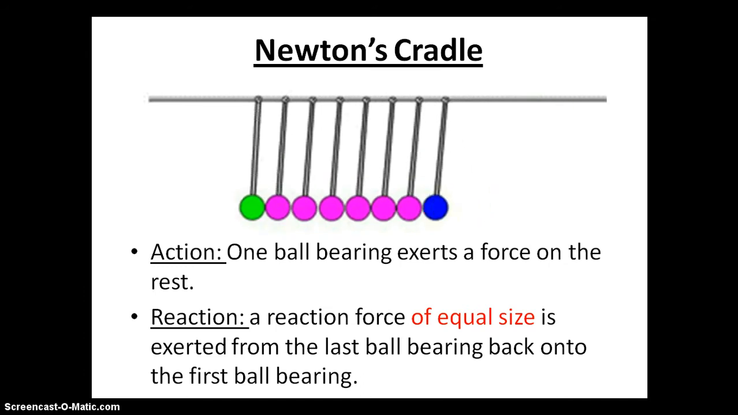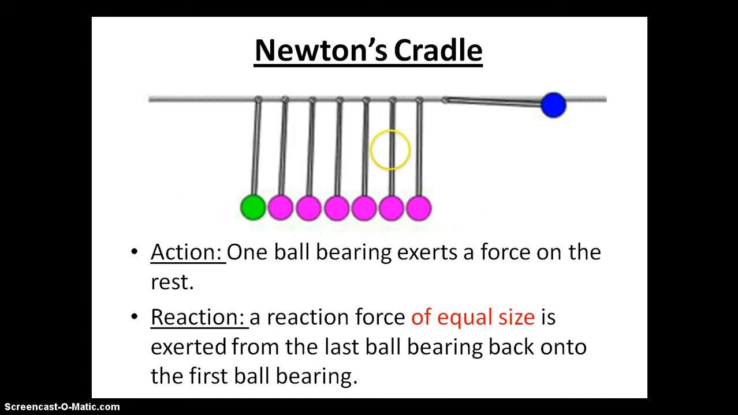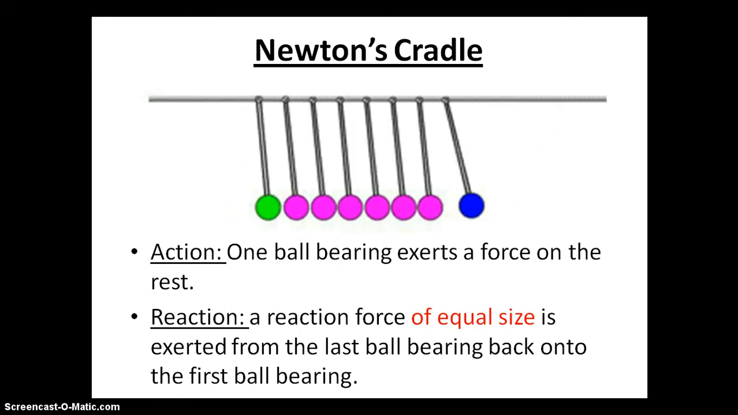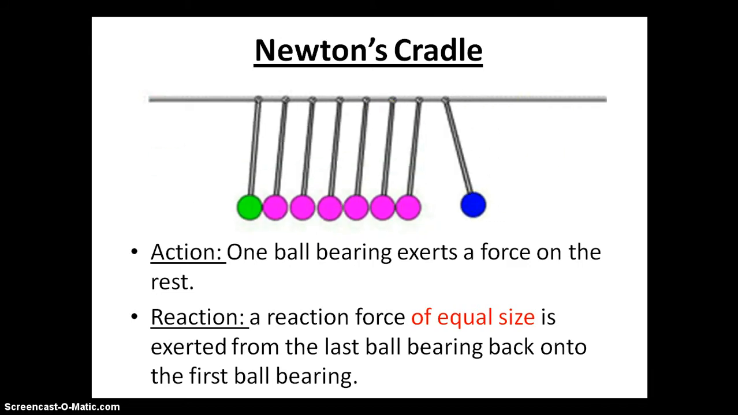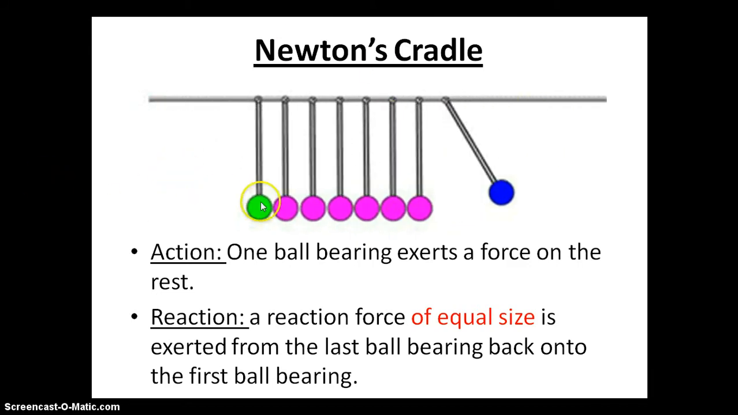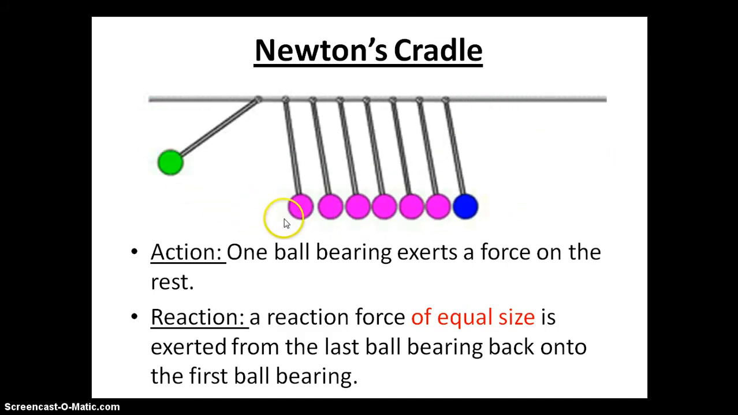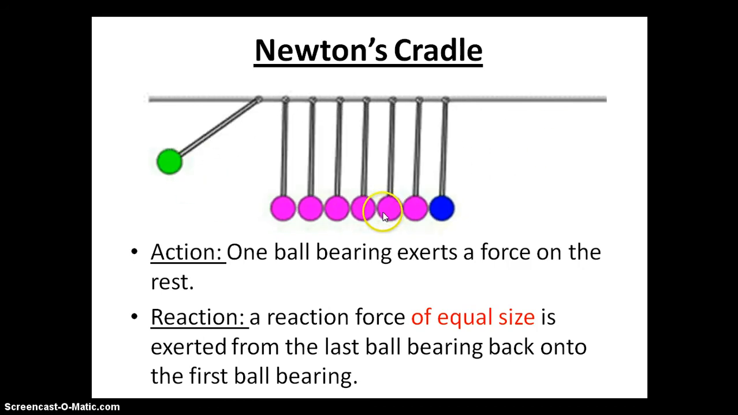Newton's cradle is also another great example. One ball bearing, that's what these little balls in the middle are, exerts a force on the rest. And the reaction is a reaction force of equal size exerted from the last ball bearing back onto the first ball bearing. So if you use one ball and drop it, one ball will fly up and push back and continue. If you use two balls, then two of them are going to fly up, three are going to fly up, and so on, right?